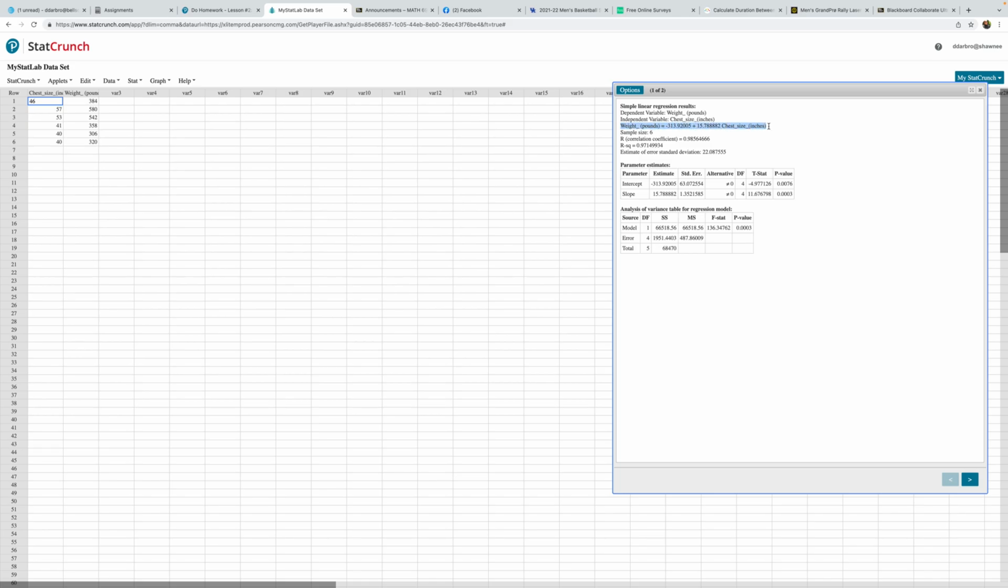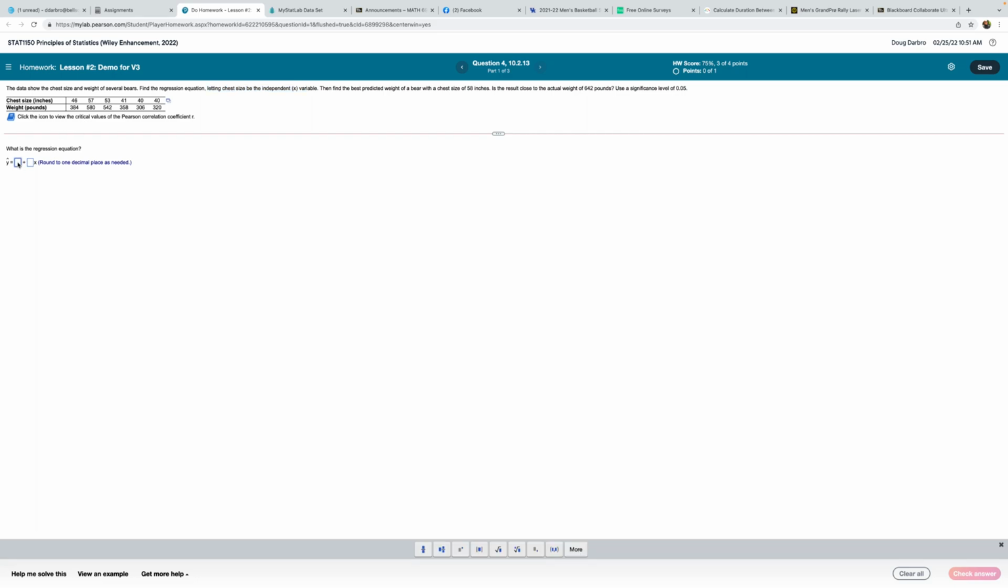So this is going to be Y hat equals negative 313.92 plus 15.788 times our X. So we'll go back to where we enter our numbers. It says round to one decimal place. So negative 313.9, and our slope is 15.8.